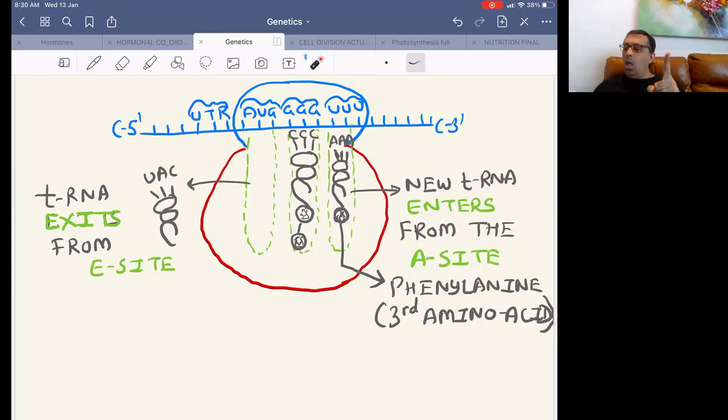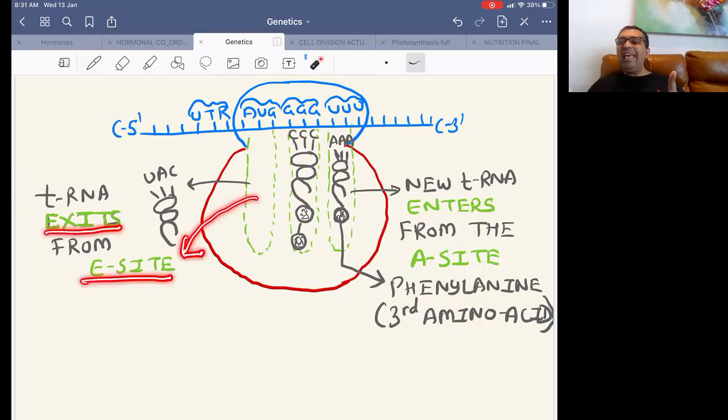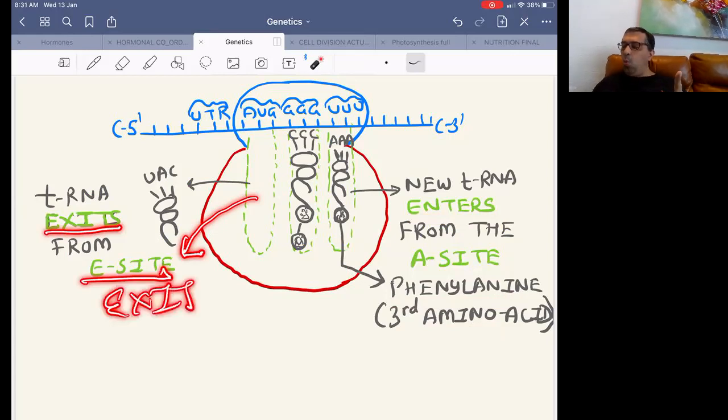Golden words. Where does tRNA exit from? tRNA exits from the E site. So it is called the exit site. Where does tRNA enter? tRNA enters at the A site.